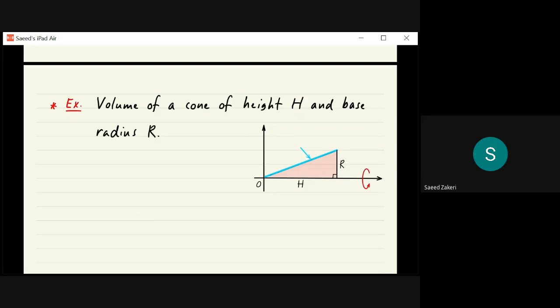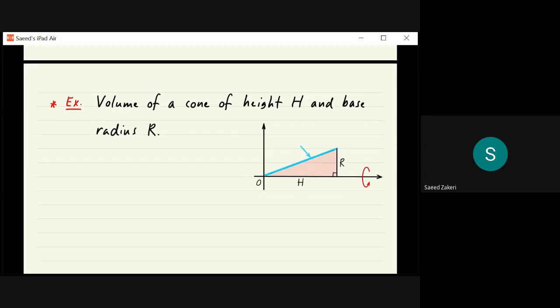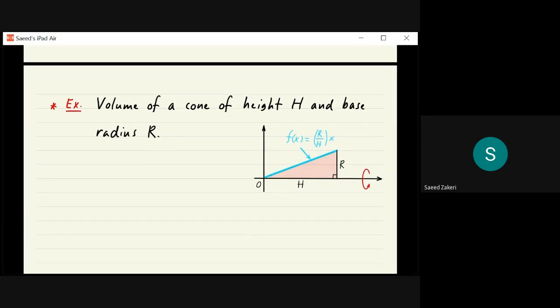It's the straight line at slope r over h, passing through the origin. So the formula for this is y equals f of x equals r over h times x. It's a linear function, right? You should think of r and h as fixed numbers. r over h is just a number times x. So this equation describes a straight line passing through the origin at slope r over h, which is consistent with rise over run.